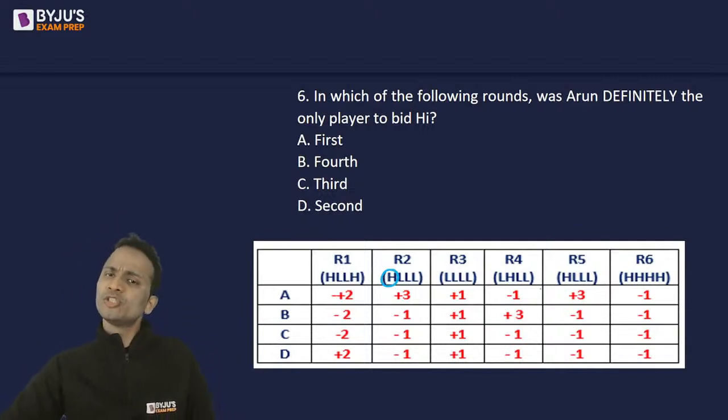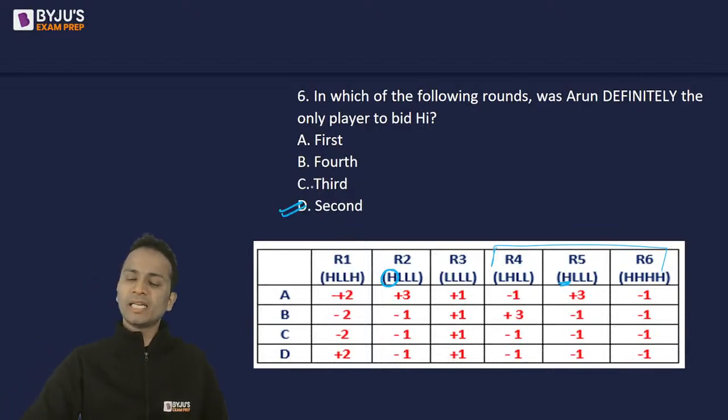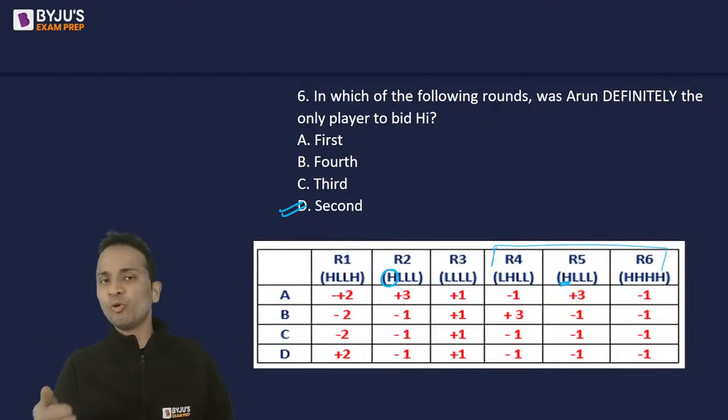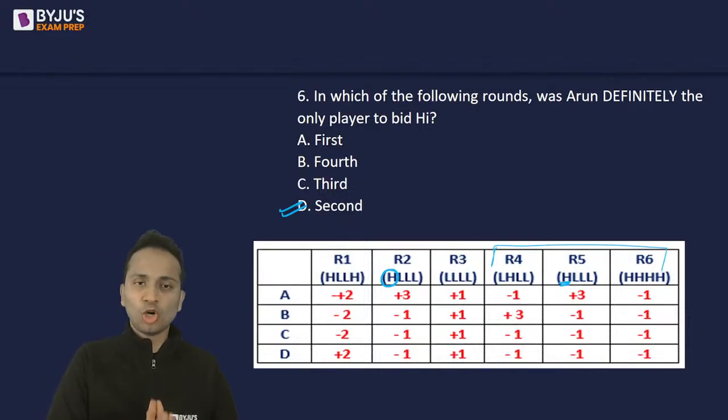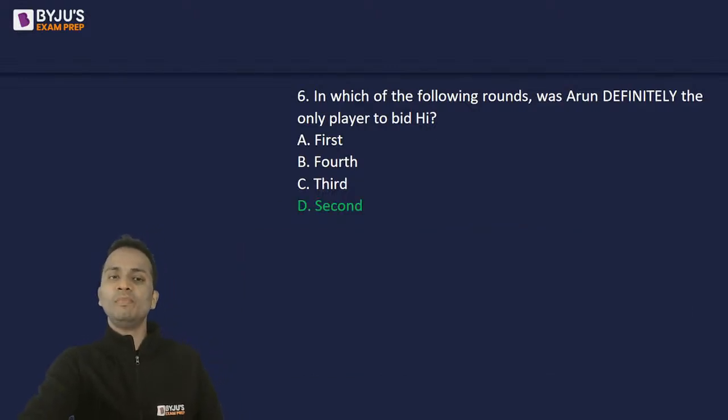Now there is one more round in which Arun bid high and was the only player bidding high, but it can be round 4 or round 5 or round 6. I cannot comment on this. So the second round is definite. Another can be either of round 4, 5 or 6. One of these rounds is there, but I cannot be definite about that. So I'm sure about round 2. So that is option D, which will be the correct answer of question number 6.